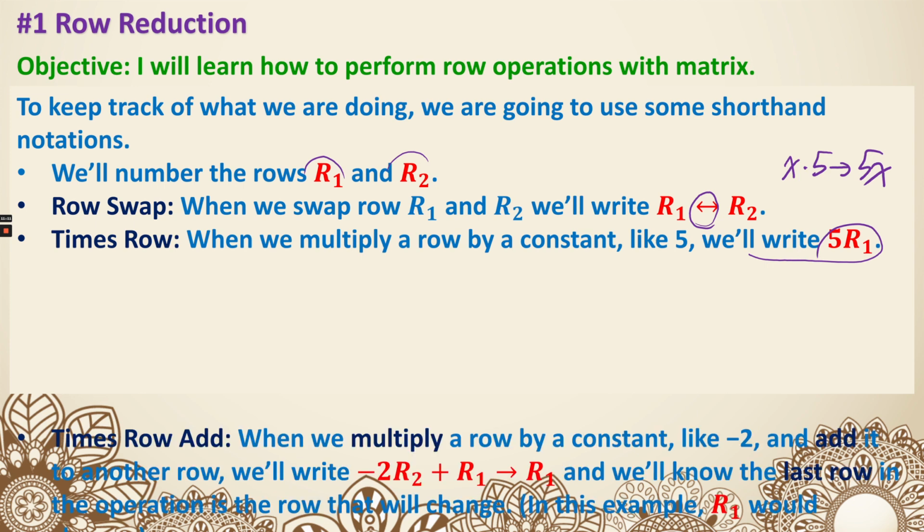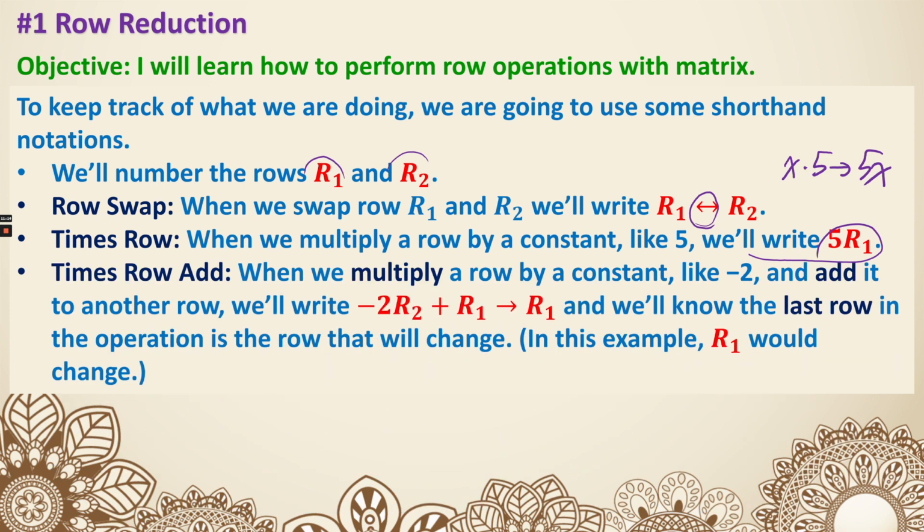Lastly, times row add. This is the more complicated one. When we multiply a row by a constant, let's say -2, and let's say you multiply the second row, that row will just become -2R2. And add onto another row. So we're adding it onto row 1. And we'll know the last row in the operation is the row that will change.